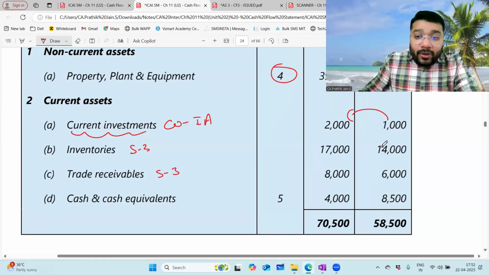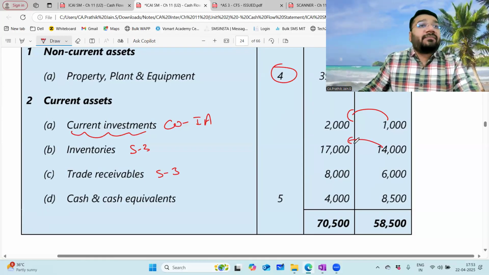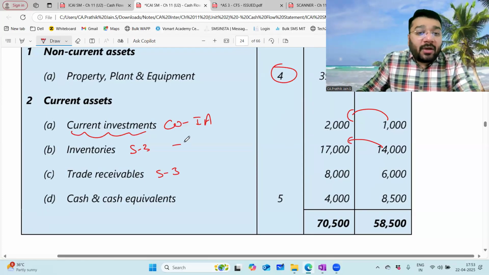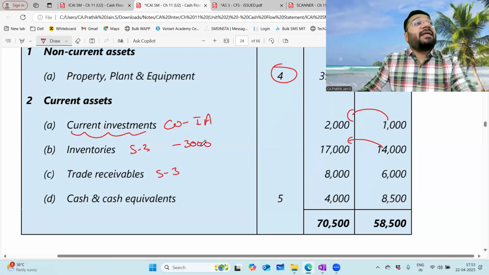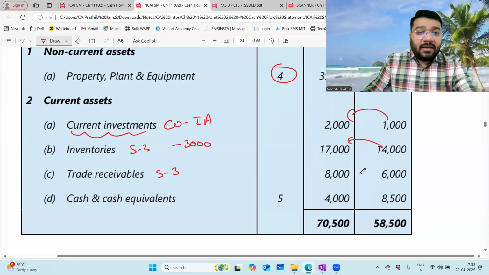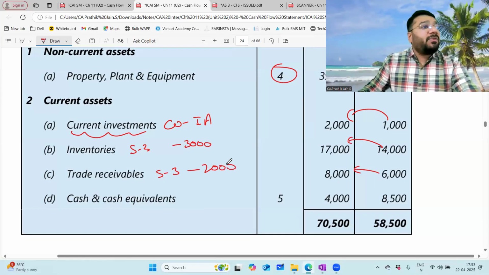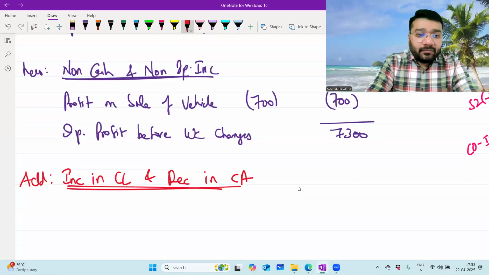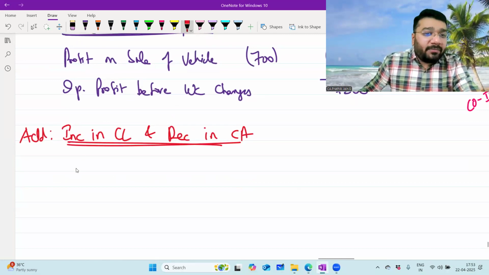Yes. From 14,000 it became 17,000. Additional 3,000 worth of inventory purchase. So it is cash outflow. So 3,000 we have to minus. Increase in current asset we have to minus. Then trade receivable from 6,000 to 8,000. So minus 2,000. So 2 minus items and 1 plus item. So increase in current liability, we have trade payable.